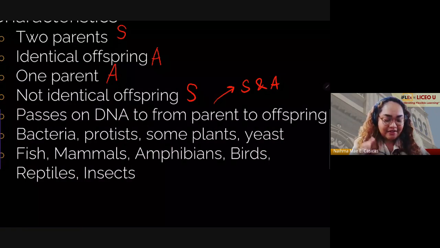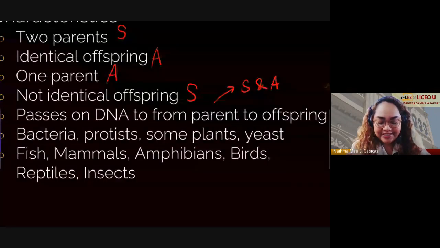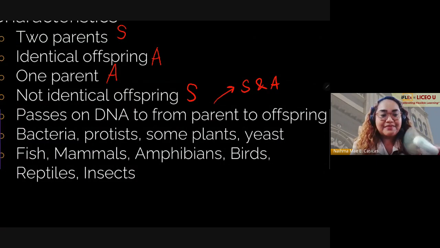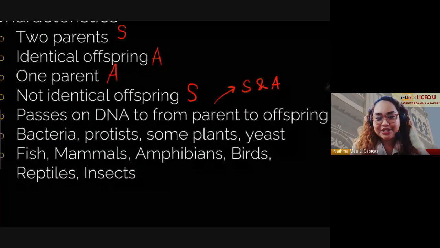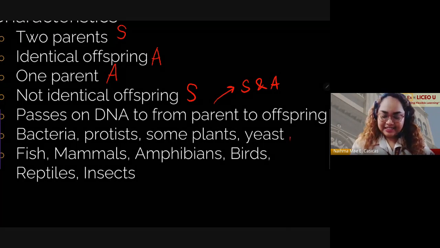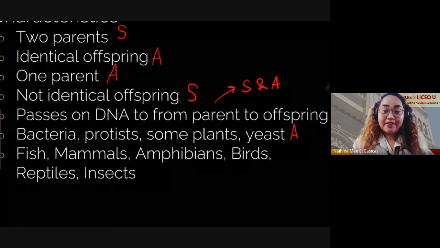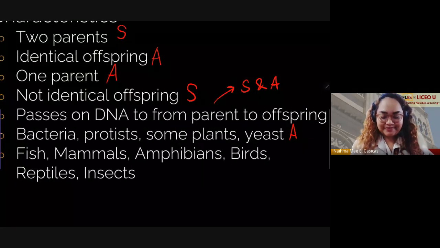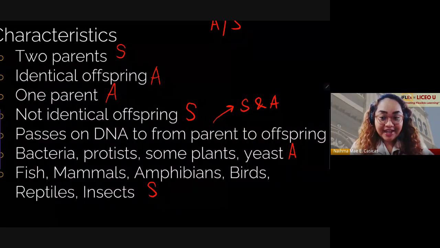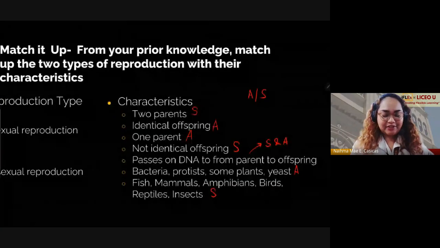Next is bacteria, protists, some plants, and yeast are able to reproduce this way. Is this sexual or asexual reproduction? All right, that's correct. This is indeed asexual. And lastly, fish, mammals, amphibians, birds, reptiles, and insects are able to reproduce this way. Okay, that's correct. This is sexual reproduction. Kailangan sila og male and female gamete. Well done, everyone. So you still remember what you learned yesterday.